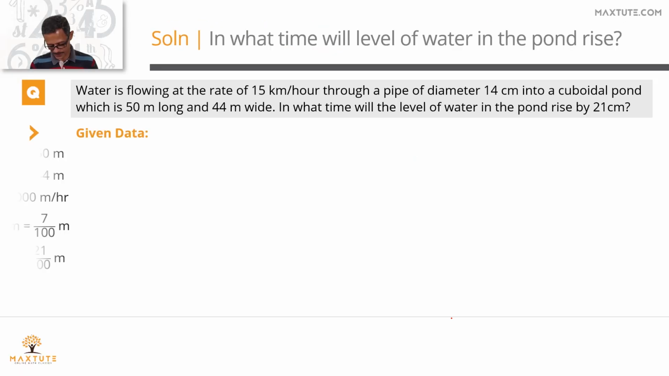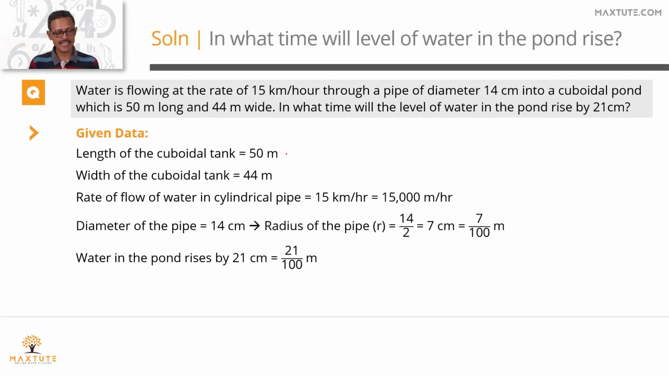Let's quickly jot down key data. Length of the tank is 50 meters, width of the tank is 44 meters. Water is flowing at the rate of 15 kilometers per hour. I'm converting it into number of meters per hour, so that's 15,000 meters per hour. Diameter is equal to 14 centimeters, so radius is half, 7 centimeters, which is equal to 7 upon 100 meters. Level of water rises by 21 centimeters, which I'll write as 21 by 100 meters. So I've got everything in terms of meters.